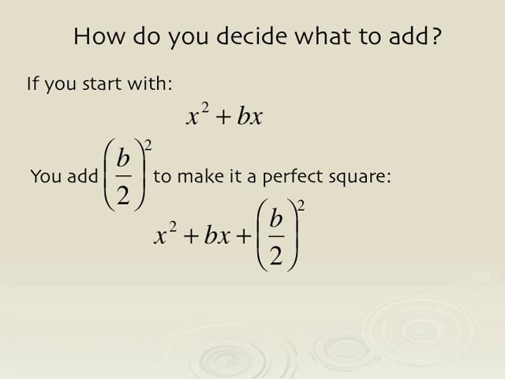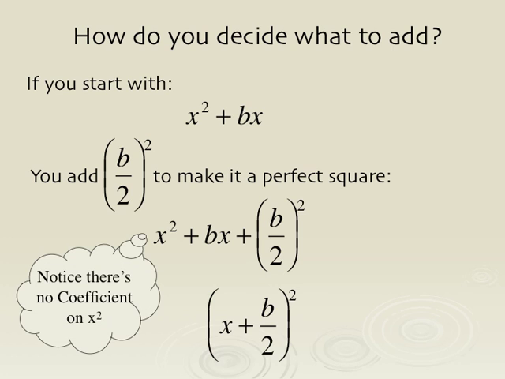Let's look at an example for this that has numbers. Before we do, it's important to notice in this case that there's no coefficient on the x squared. Actually, there is a coefficient there. It's the number 1. We don't usually write it. But what we have is a plain old x squared at the front. Adding b over 2 squared only works when there's no coefficient on that x squared term.